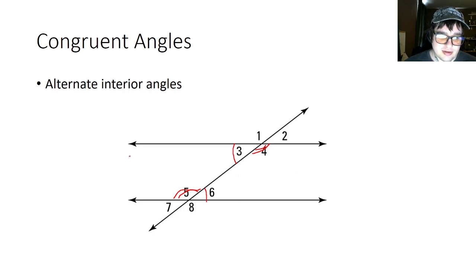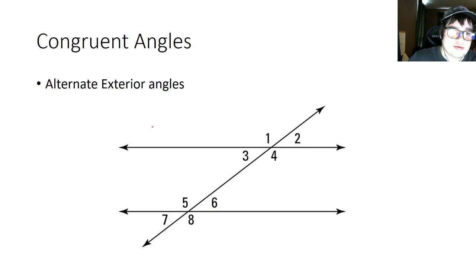Because they're inside the parallel lines and they're alternate of each other. And what they mean with alternate is we have the transversal. We have an angle on one side, an angle on the other. So interior angles can't be on the same side. So if we pick 3, it can't be on the same side. It has to be on the other side of the angle. So 3 and 6, 5 and 4, they are congruent.